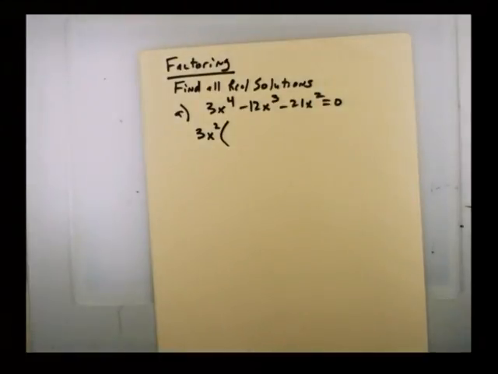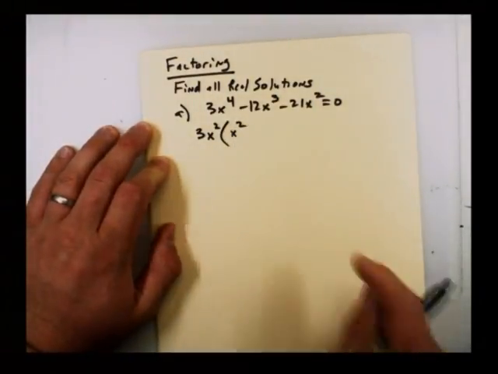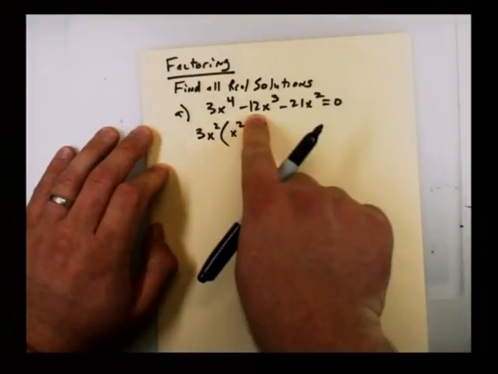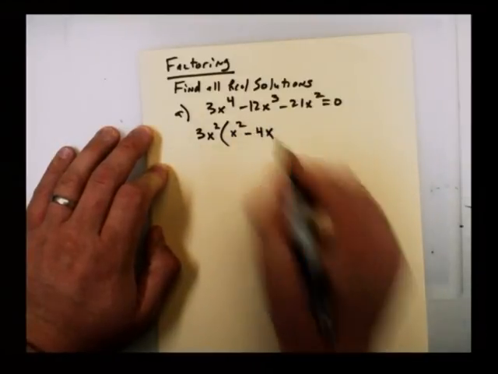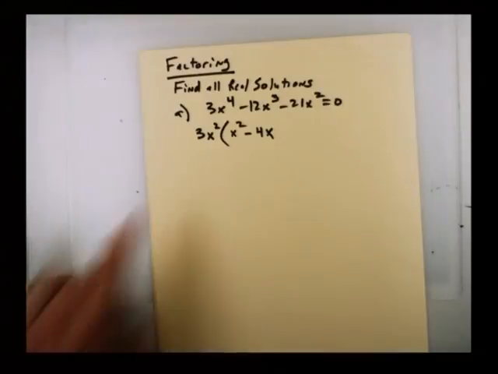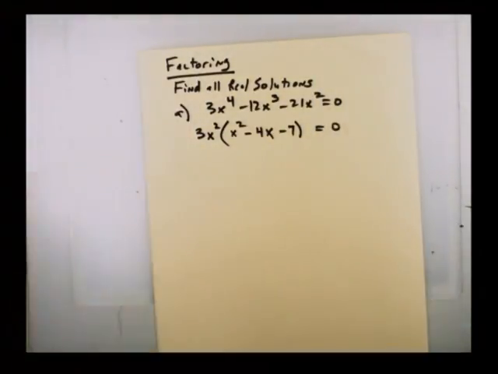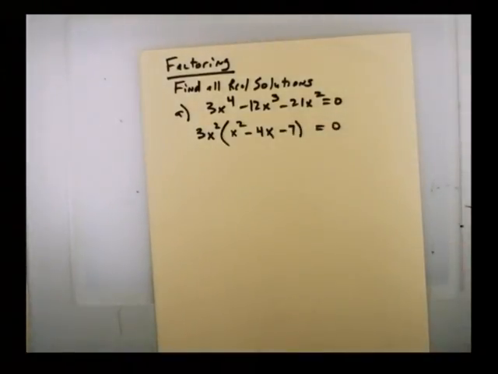Once we take that out, what do we have left over? Take out a 3x squared, you're just left with an x squared. Again, if you want to check that, this times this has to equal our original term. Take out a 3x squared, left with a negative 4x. Take out a 3x squared, you're left with just a minus 7. Again, if you want to check your work, multiply out. You should get your original term back.